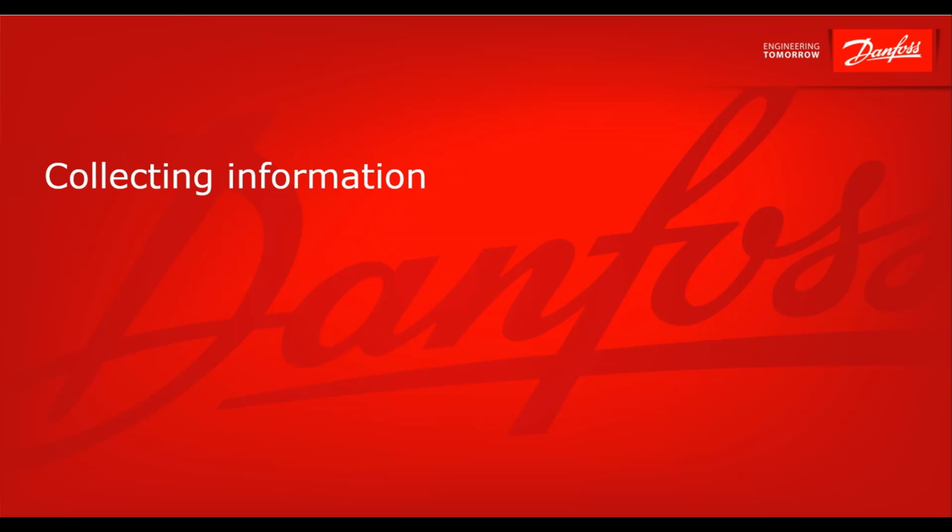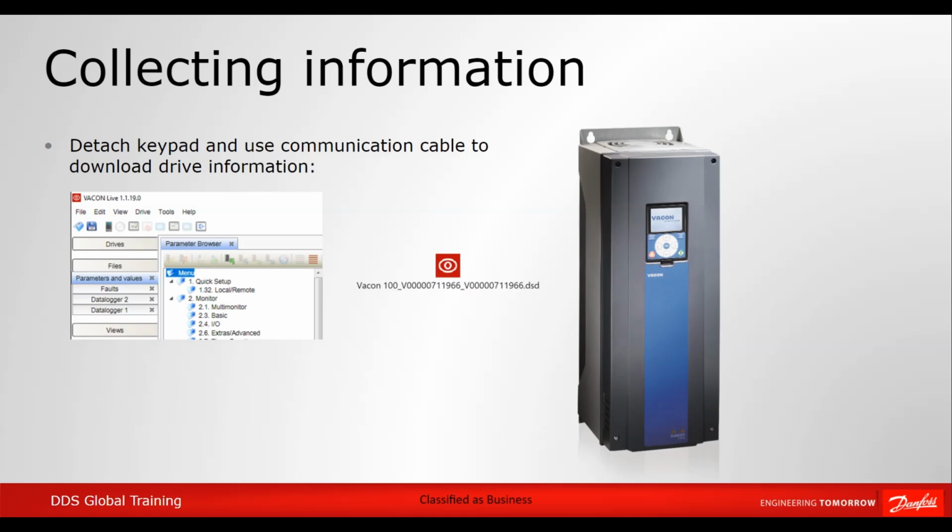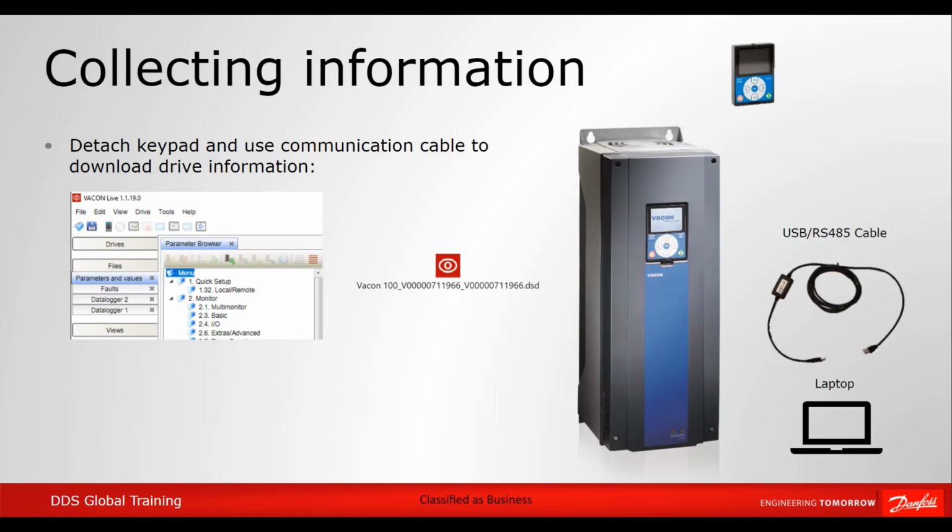This chapter is for collecting information. When starting to investigate a drive, the first thing to do is to download the service info file and save it to the PC. The service info file can be loaded by removing the drive keypad and adding a communication cable to the same connector where the keypad is installed.